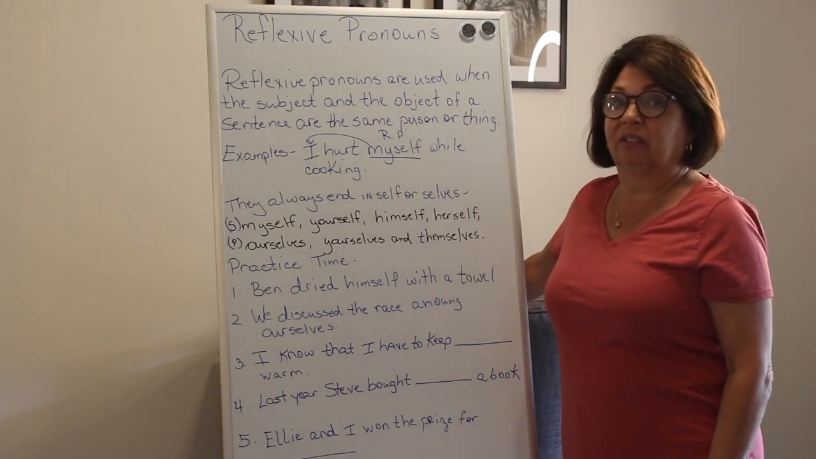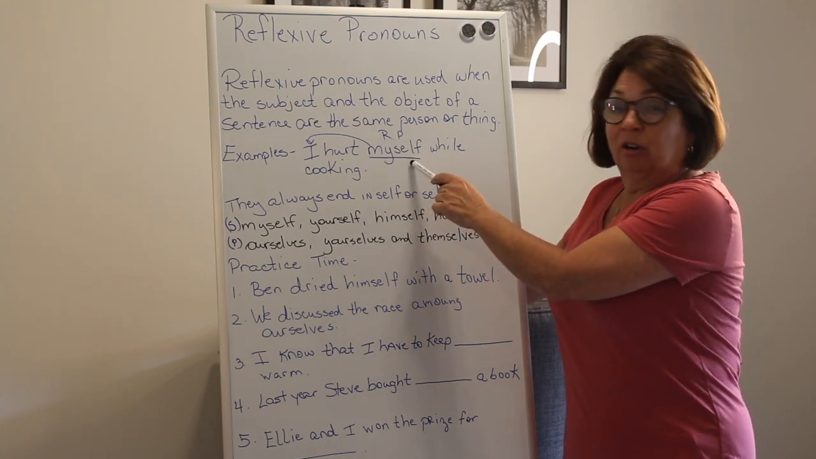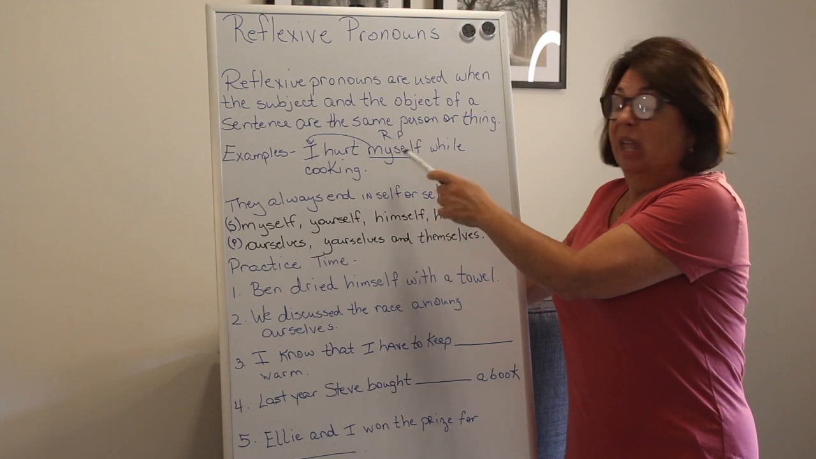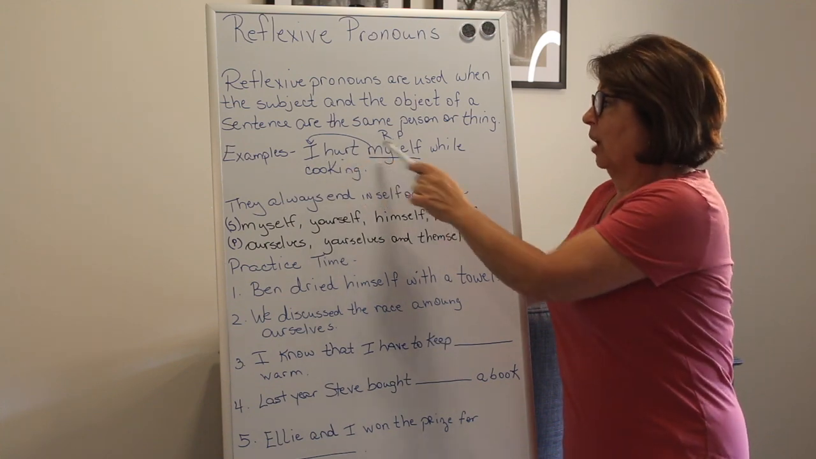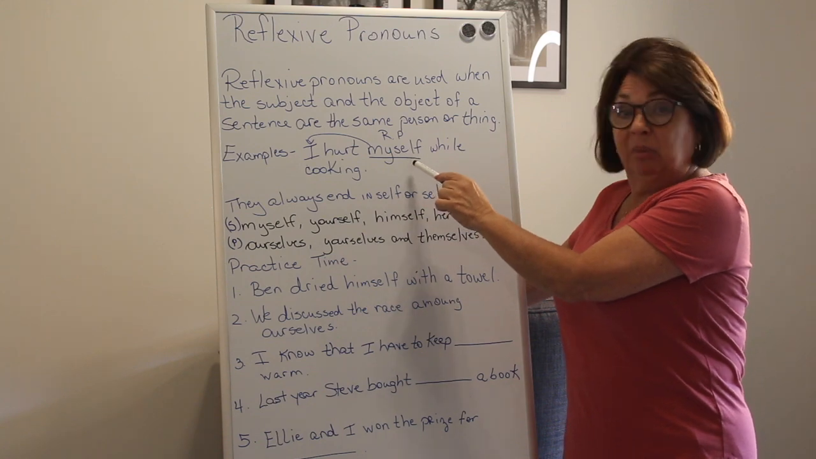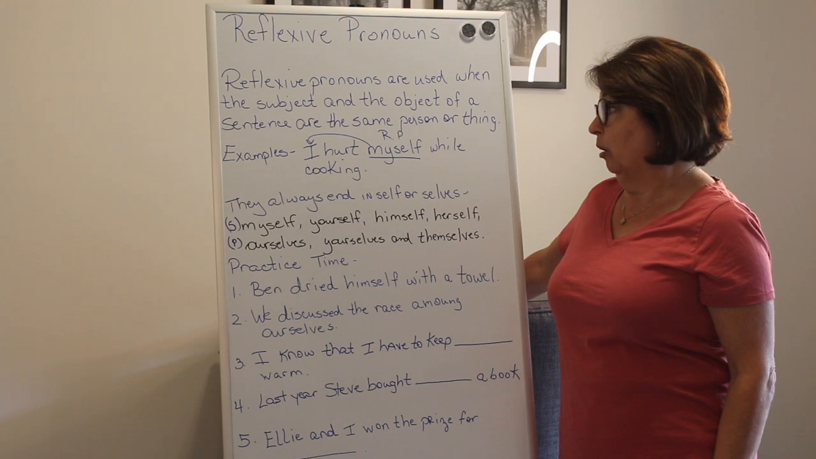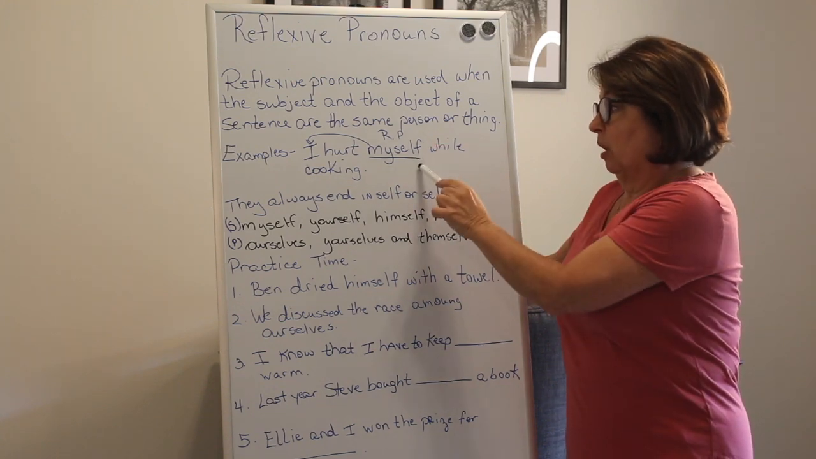The subject of this sentence is I, and we're referring to it again here by using myself. It wouldn't make sense to say I hurt I while cooking, so we replace I with myself. They mean the same thing, it's just a different word so that the sentence sounds a little bit better. So this is the reflexive pronoun, myself.